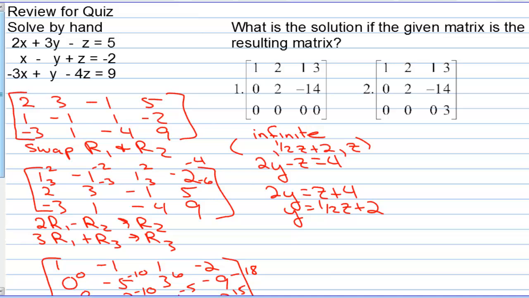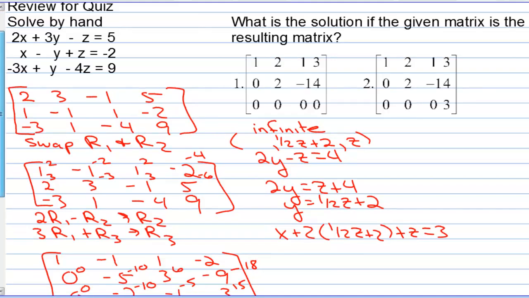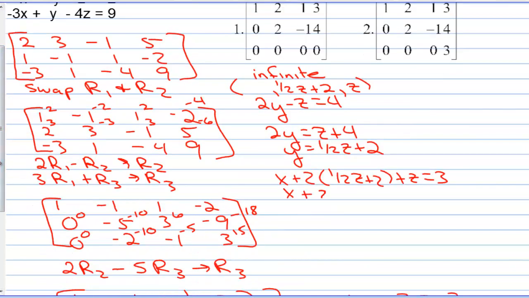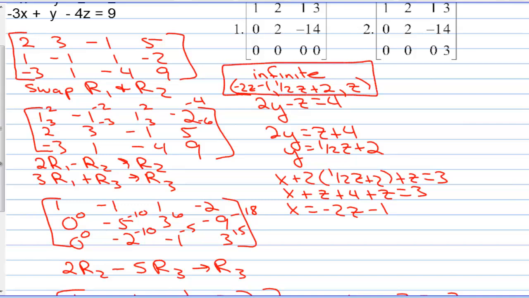Now on the top line, we have x plus 2 times 1/2 z plus 2 plus z equals 3. So we have x plus z plus 4 plus z equals 3. X equals negative 2z minus 1. So there's the infinite solution with that ordered triple. And then on this last one, you just have no solution. And we like those because there's no extra work involved with that one.